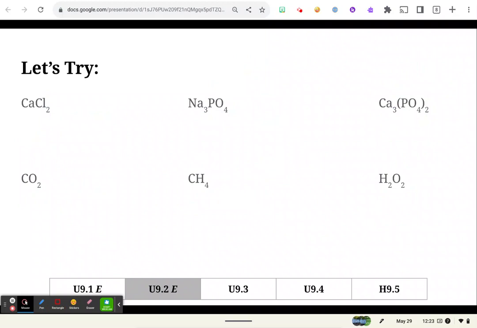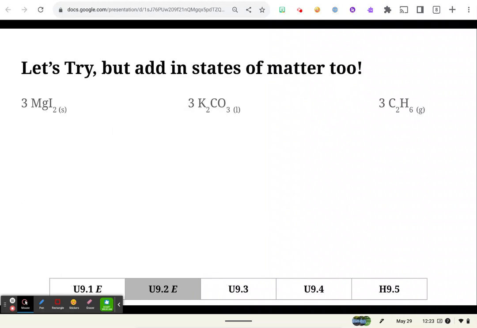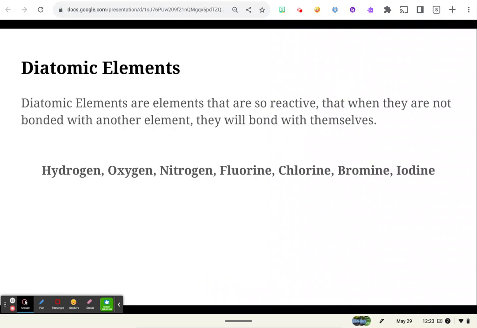Then the final thing is states of matter. You've seen this multiple times. So I think I'm just going to let you work at this point. You probably just want to practice some of them and then check your answer. So go ahead and start doing that.